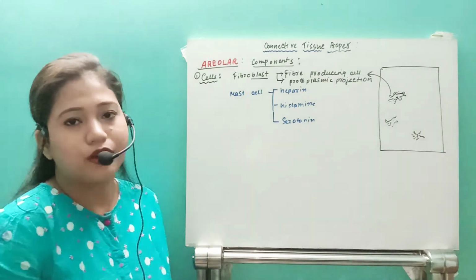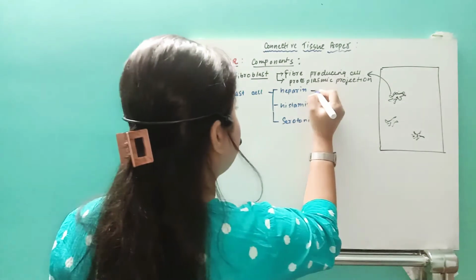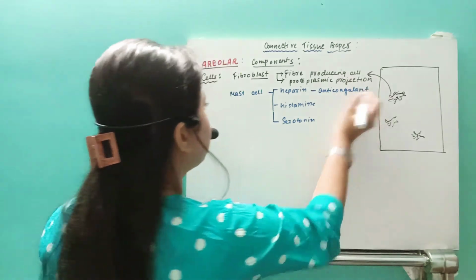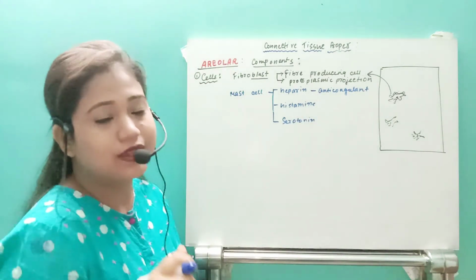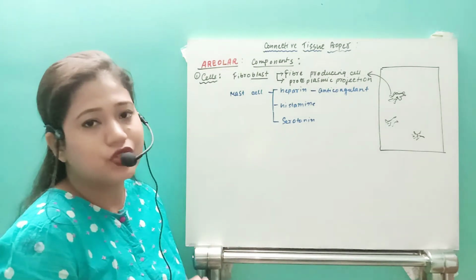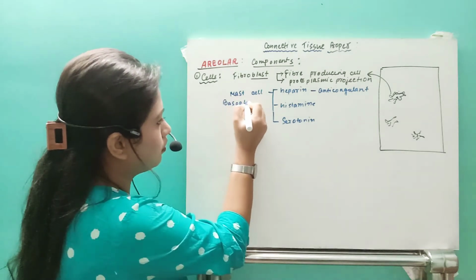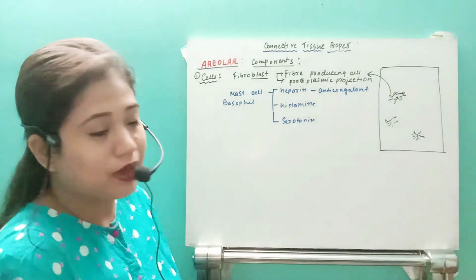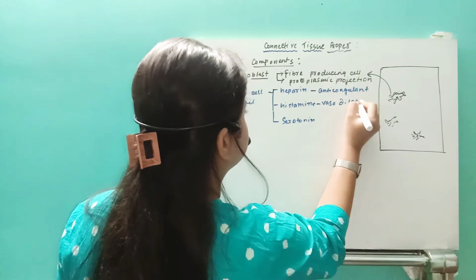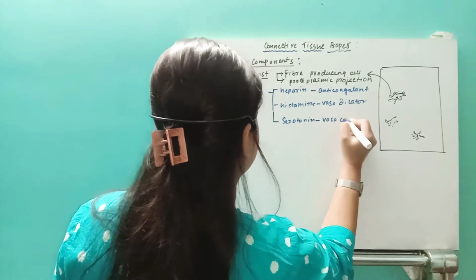Now what is heparin? You need to know, this is very important, that heparin is an anticoagulant. In our body, inside the blood vessels, the blood does not coagulate. Why? The reason is that we have heparin, which is secreted by the mast cell. Yes, this mast cell is also known as basophil. Now histamine, remember, is known as a vasodilator, and serotonin is known as a vasoconstrictor.